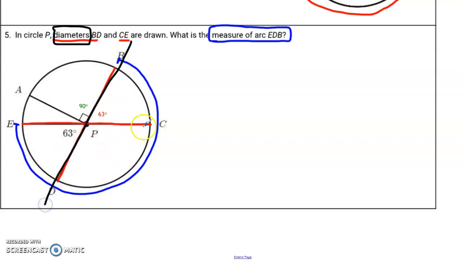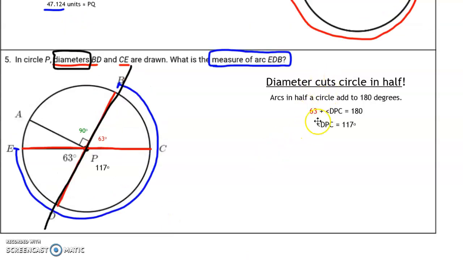And now I'm no longer dealing with 360 degrees, I'm dealing with 180 degrees. In other words, this angle is 63. Whatever this angle is adds to 63 to give us 180. All right, since we know that a diameter cuts a circle in half and all the arcs and the interior angles in half a circle add to 180 degrees, we can find angle DPC to be 117 degrees. Now all we have to do to find the measure of arc EDB is to add all of these arcs together. I'm going to show you how that looks right now.